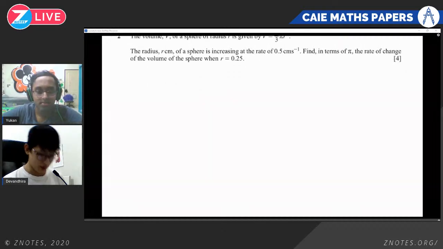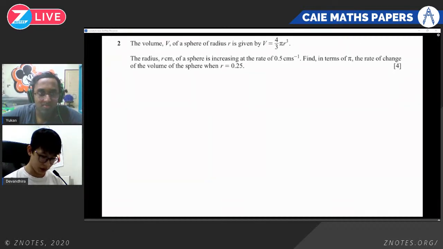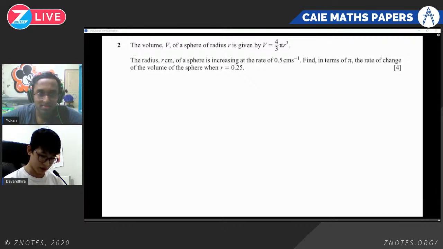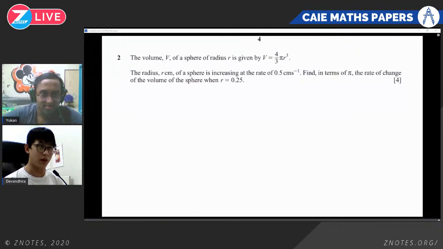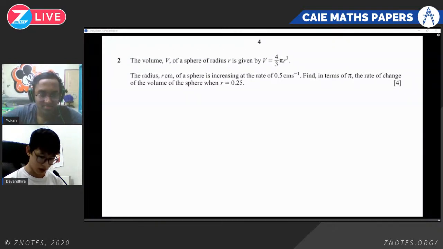All right, let me reread the question again. The volume V of a sphere of radius r is given by V is equal to 4/3 pi r cubed. The radius r cm of a sphere is increasing at the rate of 0.5 centimeters per second. Find in terms of pi the rate of change of the volume of the sphere when r is 0.25.